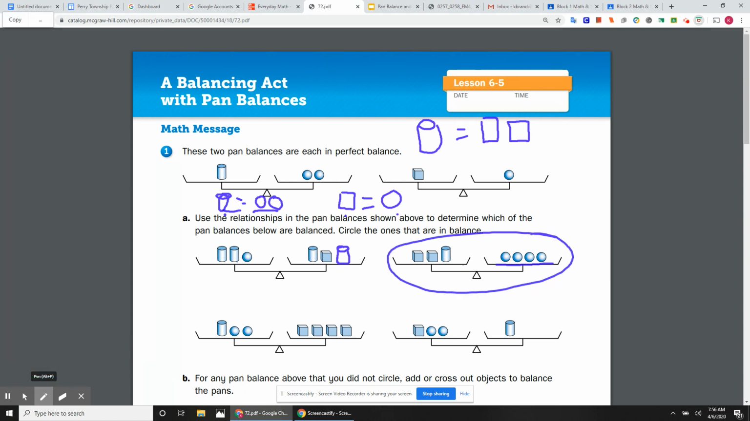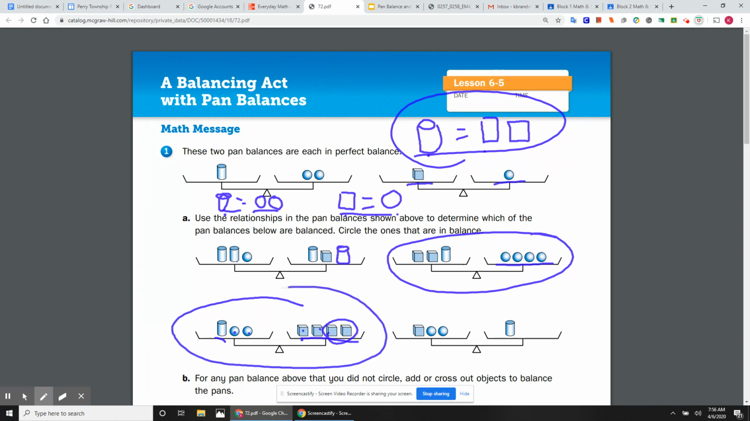Let's look at the next one. Here we have 4 cubes on the right, and we know 1 cube equals 1 sphere. So these would be equal. We'd have 2 and 2. And then 1 cylinder equals 2 cubes. So that would be 2 more cubes here. So that this pan balance would be equal.